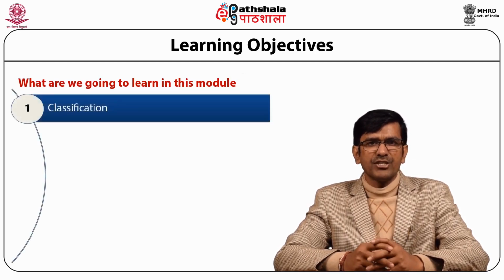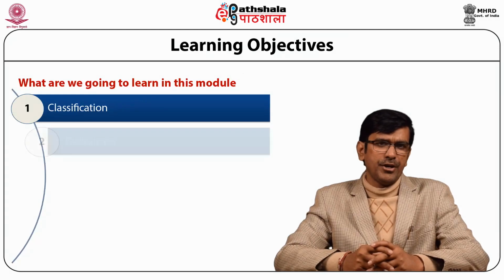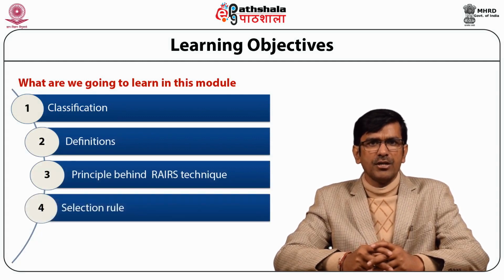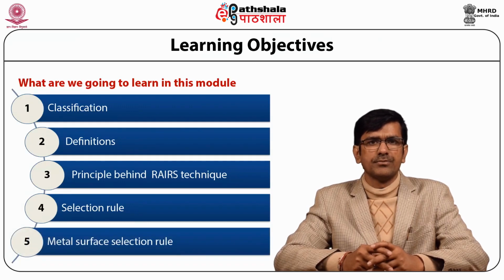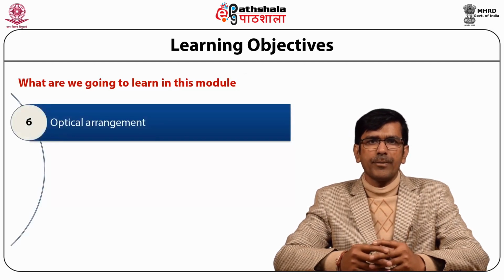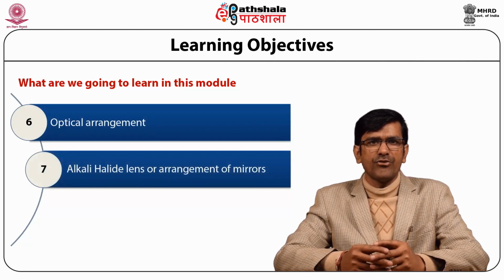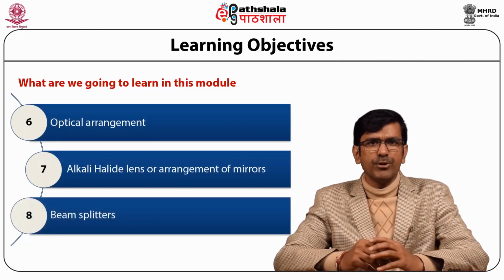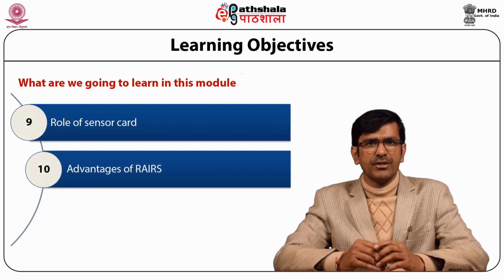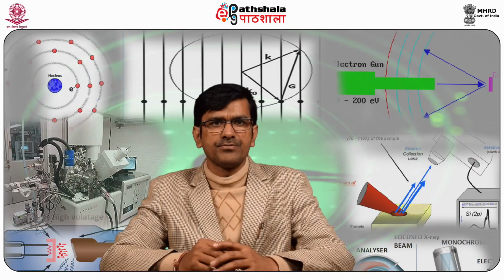These are classification of vibrational spectroscopy and defining them, principle behind RAIR technique and describing the selection rule, and what are the specifically metal surface selection rules. Moving on to the instrumentation of RAIRS, following features will be elaborated throughout the presentation. These are the optical arrangement, purpose of using alkali halide lens or arrangement of mirrors, use of beam splitters, role of sensor card, advantages of RAIR, and working of the instrument.